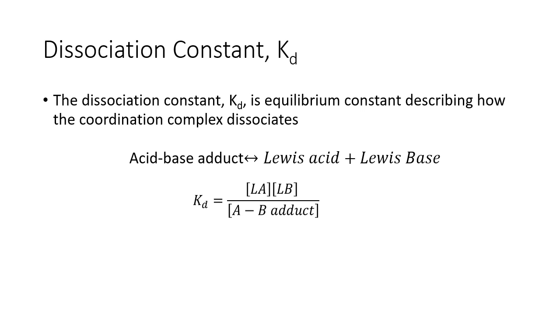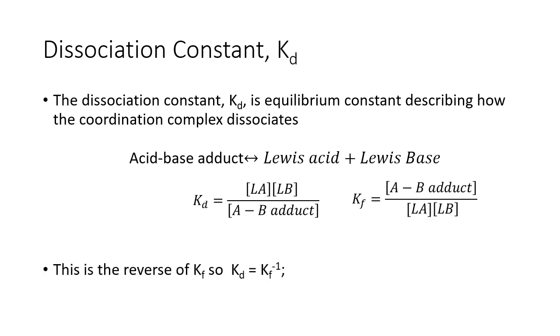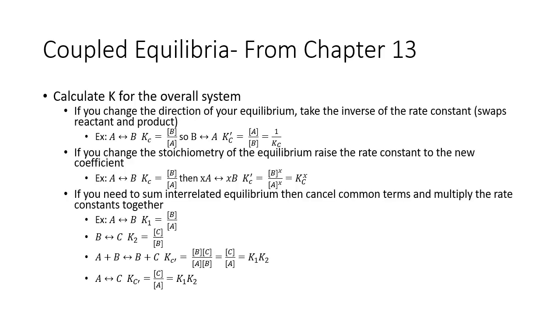We take the adduct apart. So the acid-base adduct becomes Lewis acid and Lewis base, and so that is the exact opposite of Kf. So Kd is the inverse of Kf. So this brings us to the coupled equilibria. We actually did this in chapter 13, so this is sort of a review, but we're applying it to new systems. We'll review what we knew from chapter 13 and then we'll move forward.